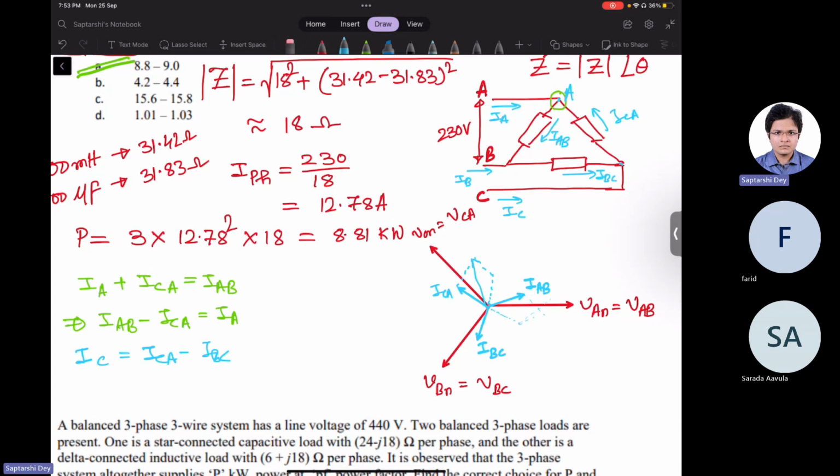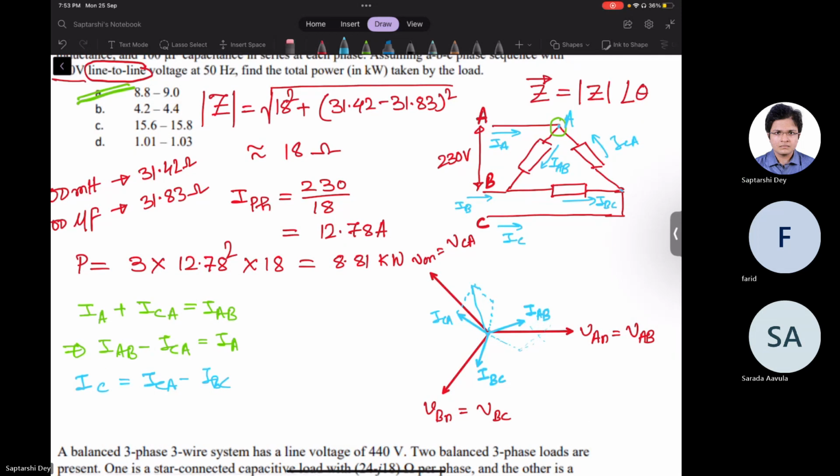So we'll see. We'll look at the next question. I'll find out. It should not be that difficult. Did I write the KCL correctly? IA plus ICA is IAB. The KCL is correct.